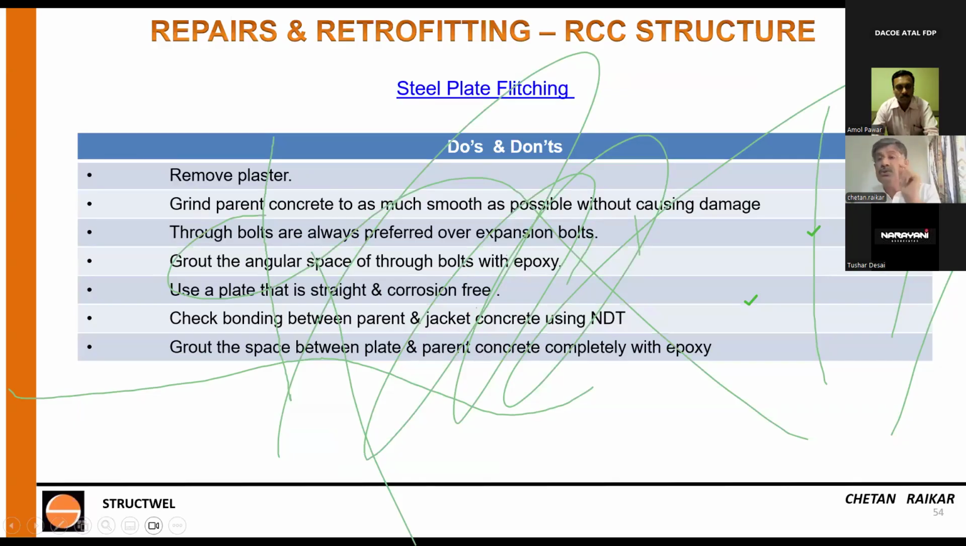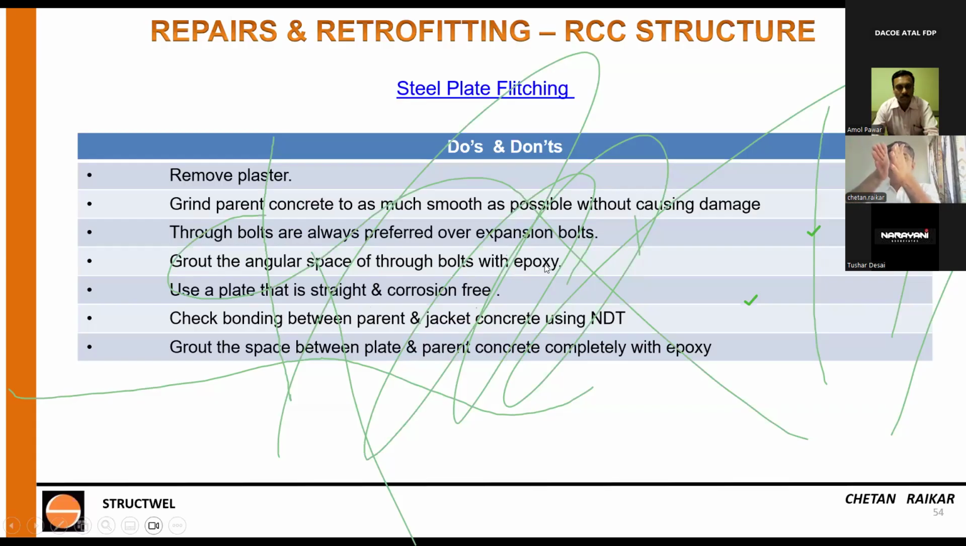Do that. Use only through bolts as far as is possible. If not, then you can try and use expansion bolts. Use a plate that is straight and corrosion free. Grout the, not angular, sorry, the annular space.